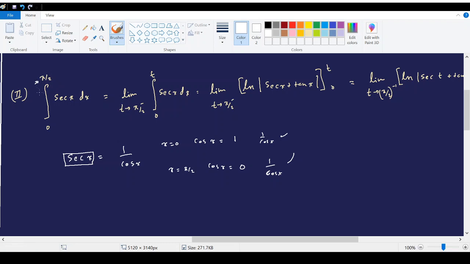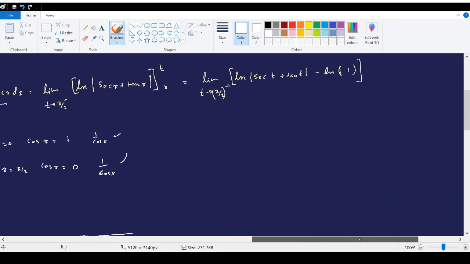Therefore, since this is the right endpoint, we have this sort of a situation: an open interval at the right endpoint and the closed interval in the left endpoint. So what we should do is approach pi by 2 from the left hand side. In other words, we should consider the left limit of our integral, right? And the integral of sec is ln of sec plus tan x, that is a standard result.